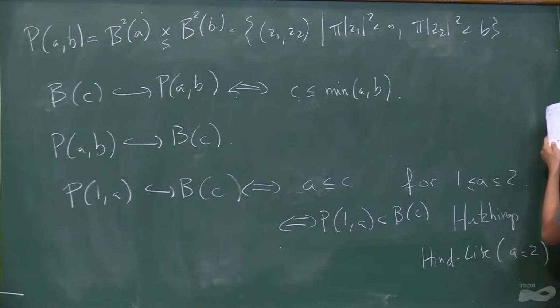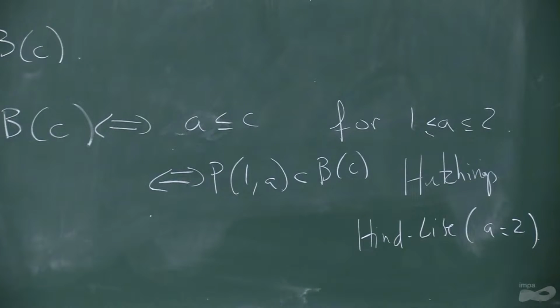So if A is between 2 and a funny number, (square root of 7 minus 1) over (square root of 7 minus 2), which is about 2.54 something, so between 2 and 2.5, or a little more than 2.5, then P1A embeds into B of C if and only if C is bigger than 2 plus A over 2.